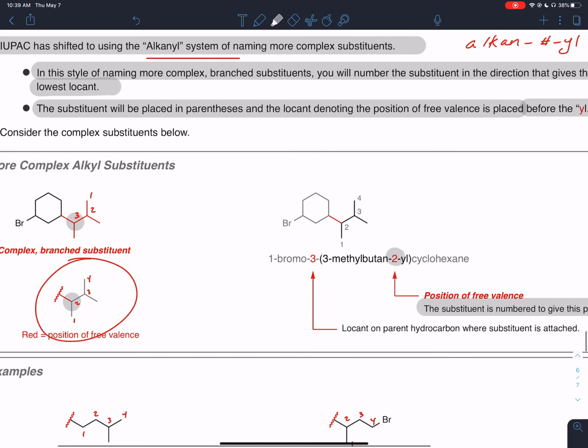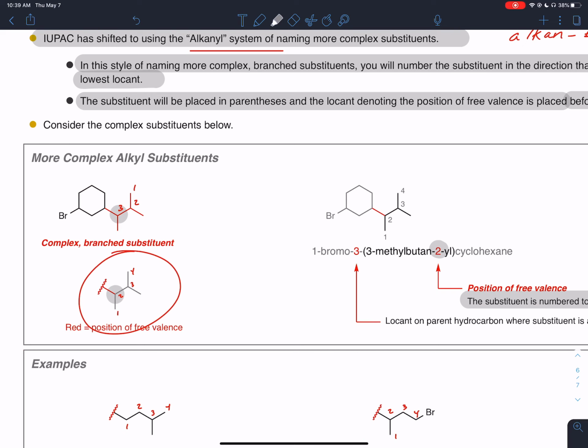So let's visually process this a little bit and dissect how we use this alkanyl style of naming. We look at a substituent and we acknowledge that it's not just some straight chain, and it's also not one of our common names. We will number that chain to give the position of free valence the lowest locant possible. And then you're going to acknowledge, okay, that's our longest continuous chain of our substituent. And at the 3 position, there is a methyl group. That's our processing of it so far.